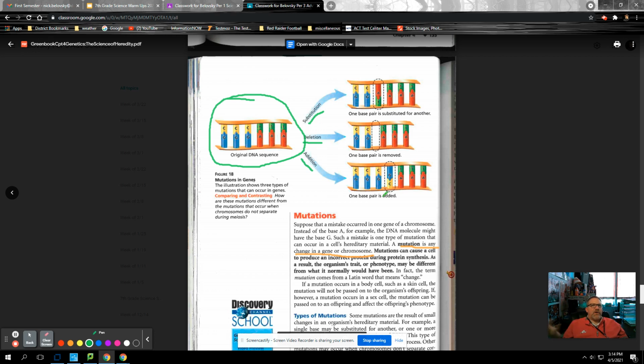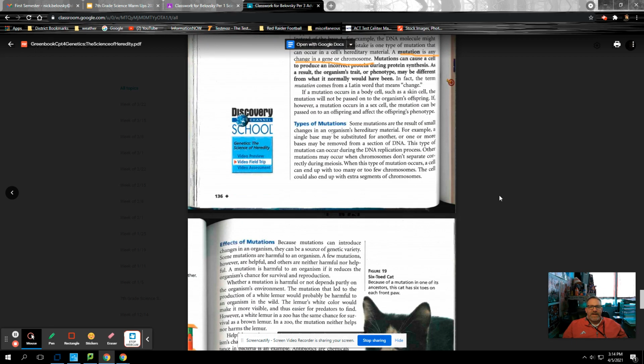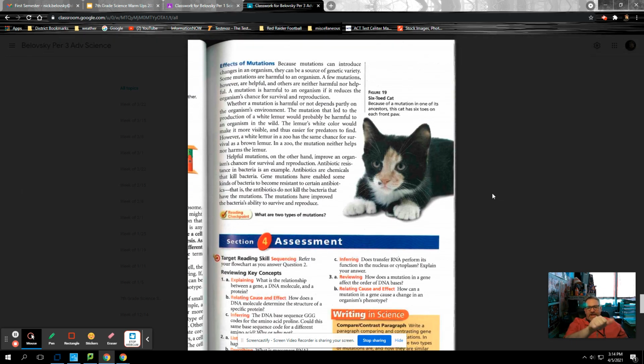Mutations can cause all kinds of things. Okay, I told the class about a gentleman that I met that had an extra thumb on his hand. He had two thumbs right there. This kitty cat right here has extra claws on its paws. Those are examples of mutations. Something just went wrong. Now, most of the time, lots of mutations occur and you don't even realize it.